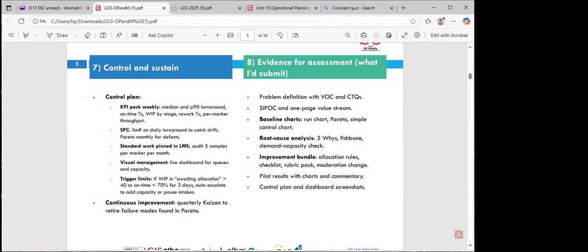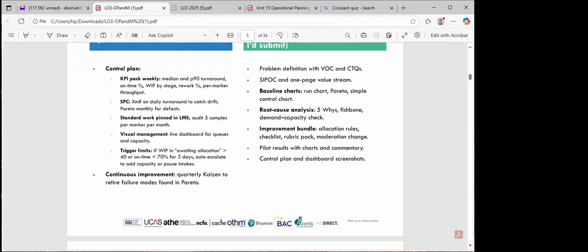Then we're looking at trigger limits. If WIP is awaiting allocation, or on-time is at 70% for 3 days, auto-escalate to add capacity or pause intakes. Then it says continuous improvement, quarterly, the Kaizen, to retire failure modes.